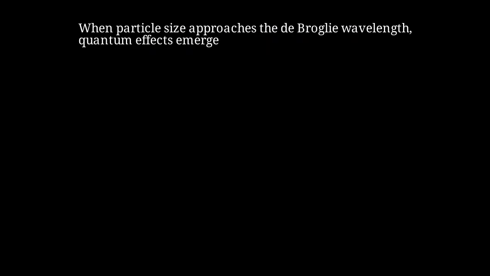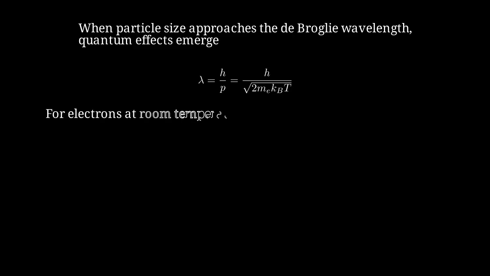At the smallest scales, quantum confinement also affects thermodynamic properties. When particles become comparable to electron de Broglie wavelengths, quantum mechanics becomes important. The thermal de Broglie wavelength equals Planck constant divided by momentum, or h over square root of 2 times electron mass times Boltzmann constant times temperature. For electrons at room temperature, this wavelength is approximately 5 nanometers.